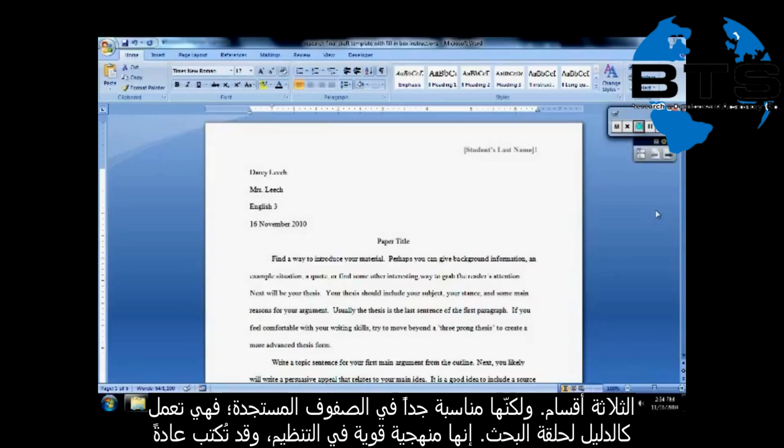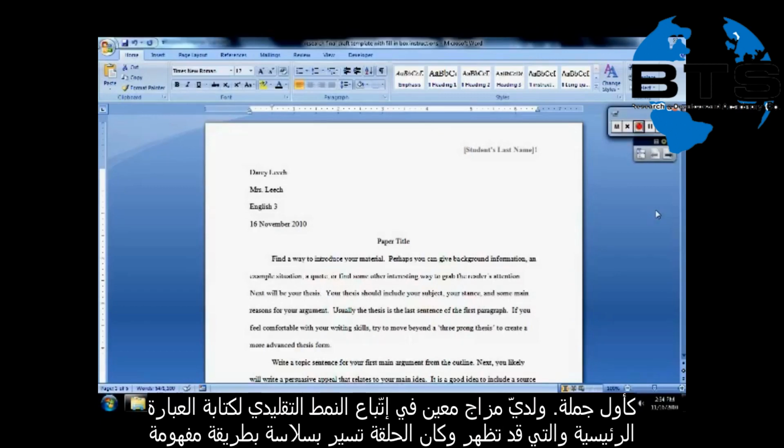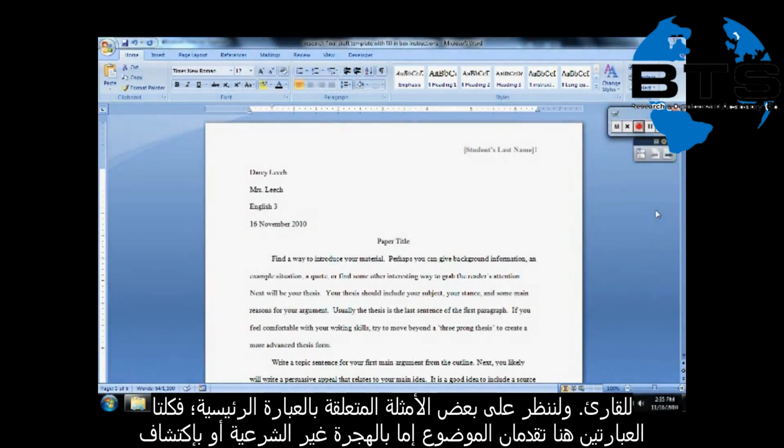And usually your thesis will come as the last sentence of your first paragraph. If we set it up so we introduce our material, give some background information, put our thesis in as the last sentence of the first paragraph, I have strong ethos because I'm building traditional organization and it seems as if my paper will flow in a way that the reader can comprehend.